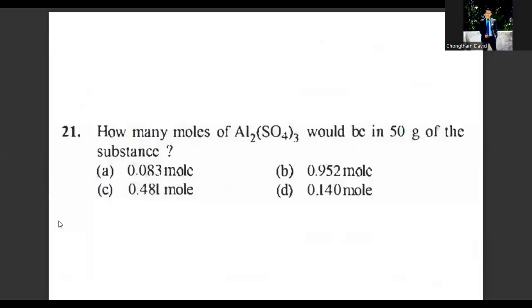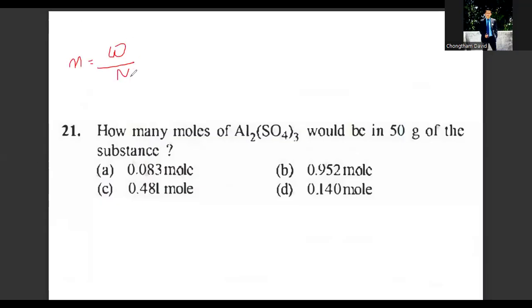21. How many moles of aluminum sulfate would be in 50 gram of the substance? You can easily find this from the relation we have: mole equals weight by molar mass. So 50 by 342 equals 0.14 mole. 22, for 1 mole of the oxide, let's read together.